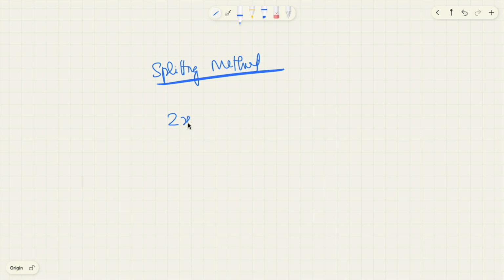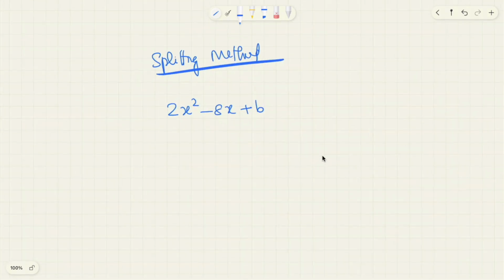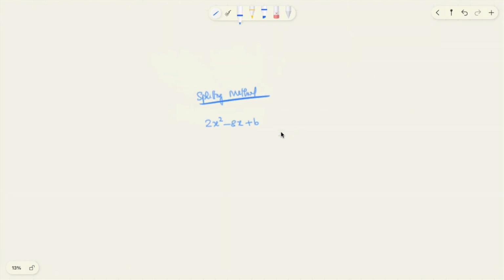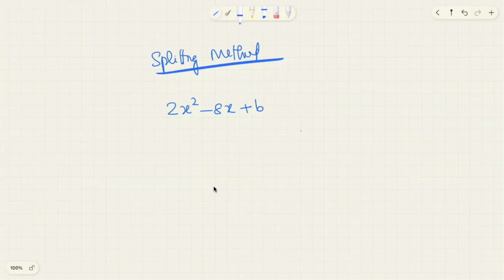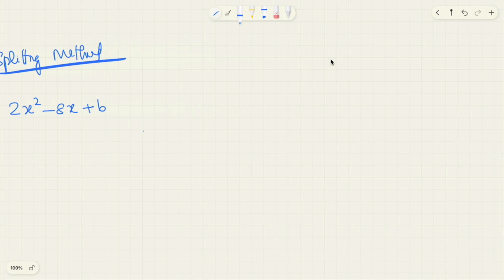So here we have an example: 2x square minus 8x plus 6. Now, how do we find the zero of this polynomial? I already know what the zero of this polynomial is. If I simply move it to the right side, and then solve it using something called the formula method, which we already know.